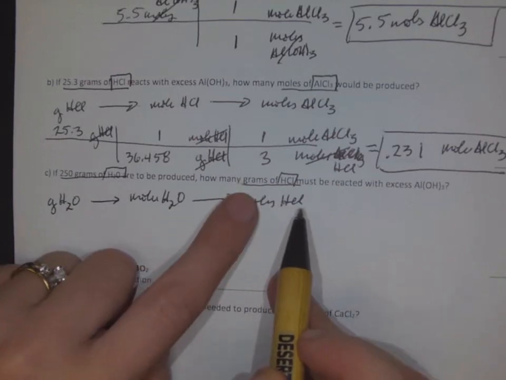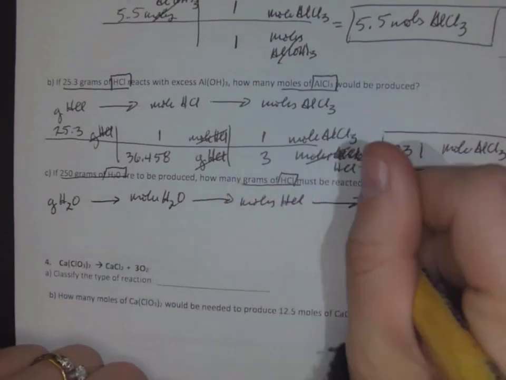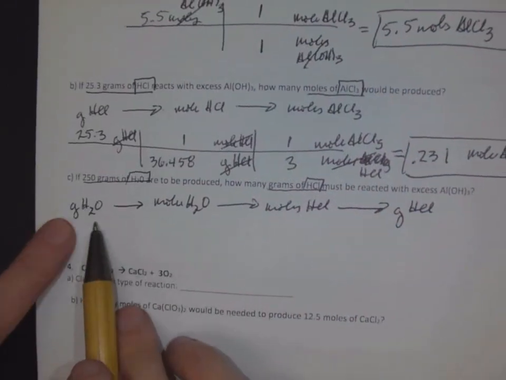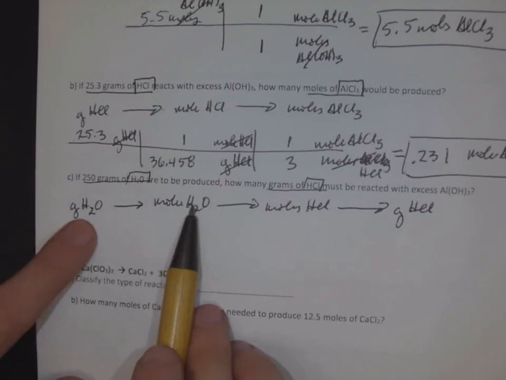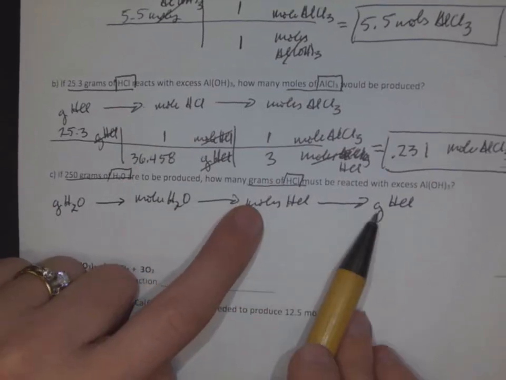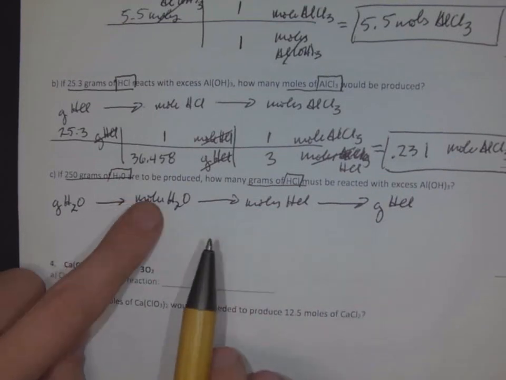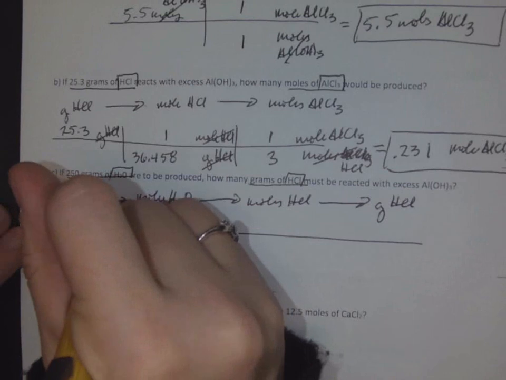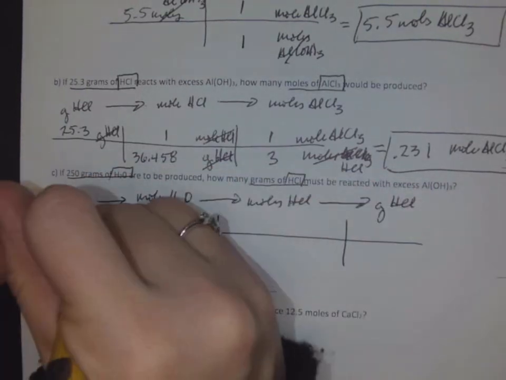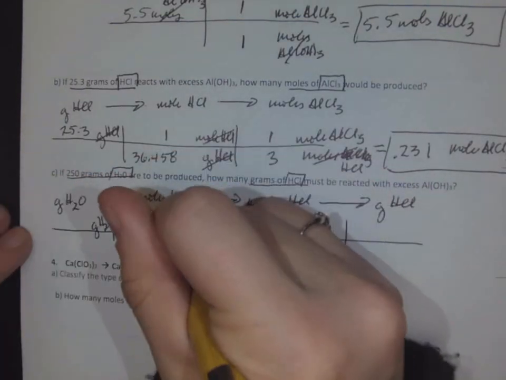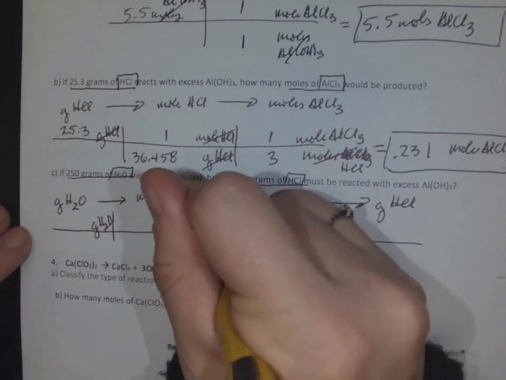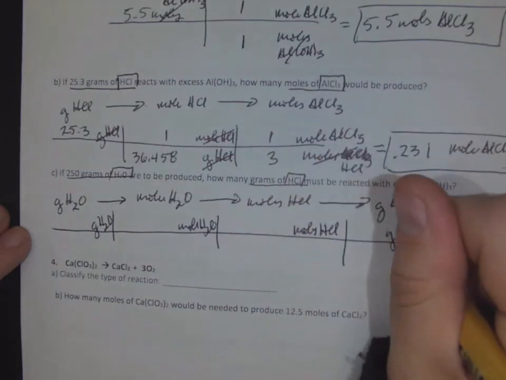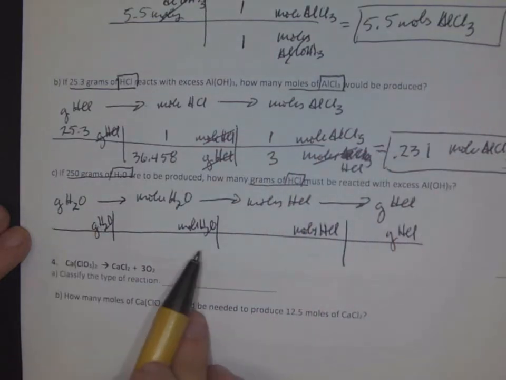Oh, but I want to end with grams of hydrochloric acid, so it's one last step. Grams of hydrochloric acid. So reminder, if it's grams to moles, they have to be the same thing. Moles to grams, they have to be the same thing. But if it's moles to moles, that's when they will be different. Take those units and place them in order in the top of your goalpost. And then we're going to place them diagonally down below.